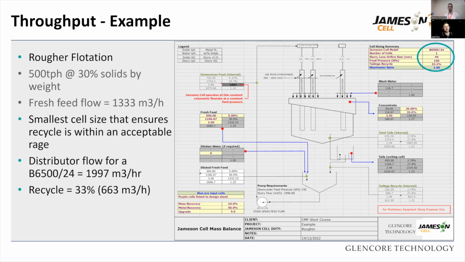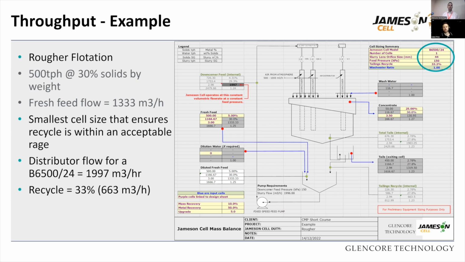To treat that amount of slurry flow, the smallest possible cell that we can do that in and achieve an acceptable recycle rate is a B6524. In this scenario, using this cell, we can get a distributor flow or downcomer feed flow of around 2,000 meters cubed per hour, which gives us a recycle rate of 33%, which was in that target zone for the roughers.